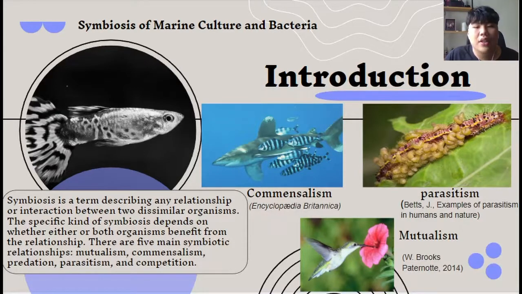The last one, and the most harmful one, is parasitism. It is a symbiosis in which one organism, the parasite, causes harm to another, the host, which the parasite utilizes as habitat and depends on for resource acquisition.